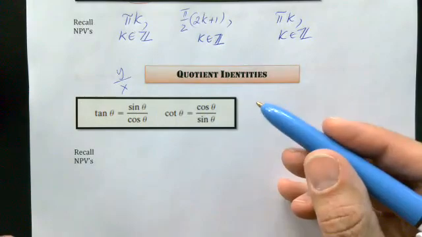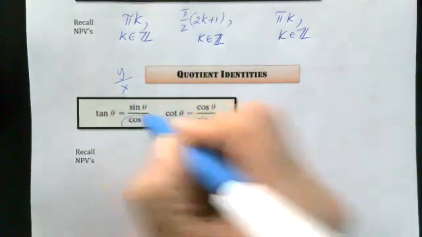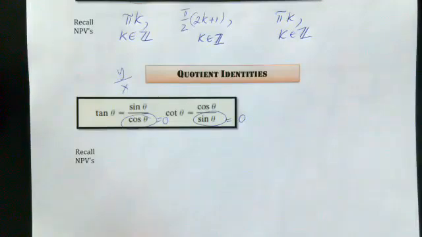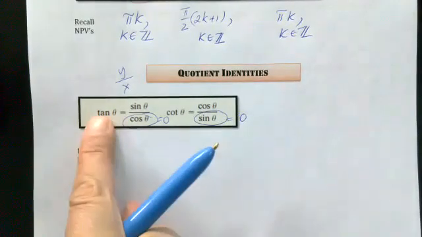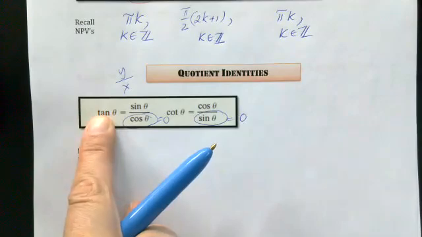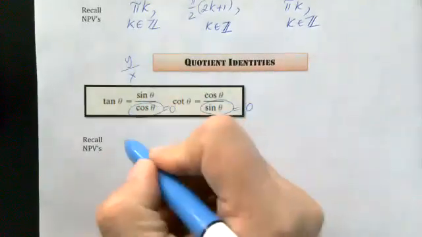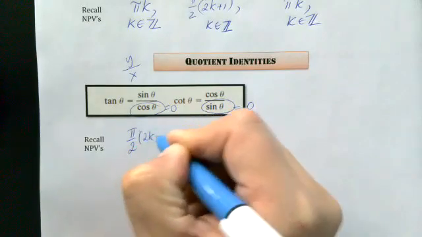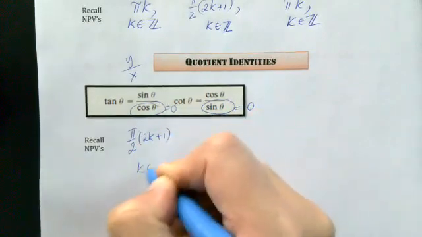Now, what are their NPVs, right? Again, we're going to look at their denominator. Whatever makes those 0, that's what the NPVs are. The tangent one, we already know because we discussed it quite a bit, right? So it's going to be odd multiples of pi/2.